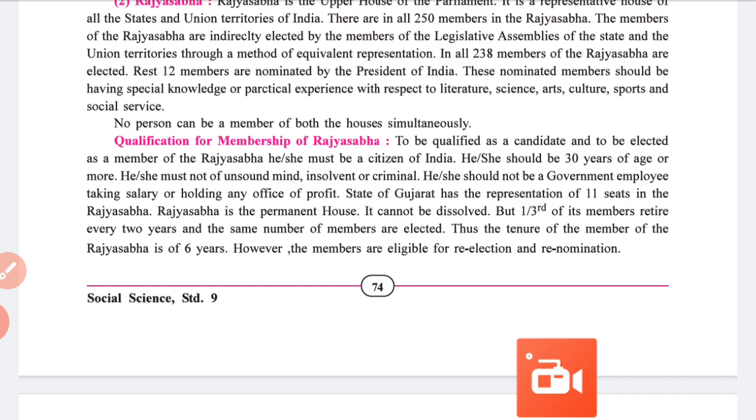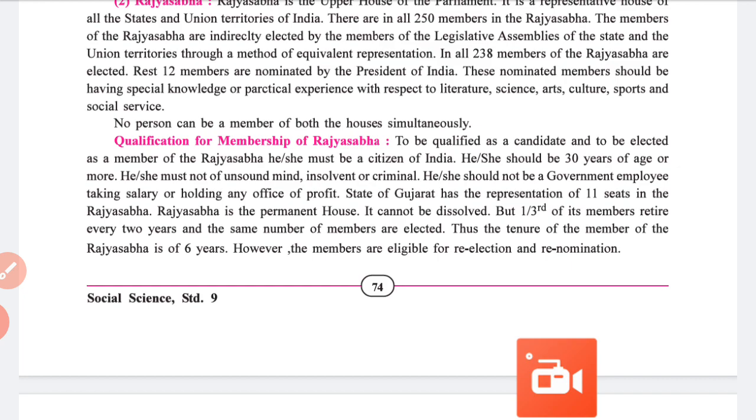Then this point is also same. He or she must not be of unsound mind, insolvent or criminal. Then he or she should not be a government employee. Then Gujarat has a representation of 11 seats in Rajya Sabha. Rajya Sabha is a permanent house. Lok Sabha is not a permanent house.